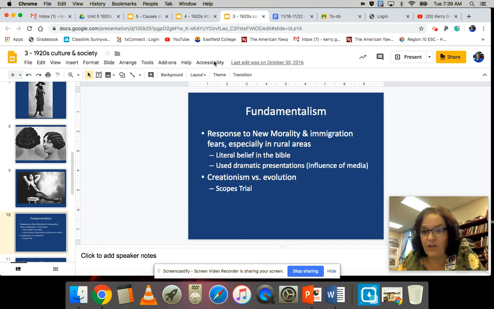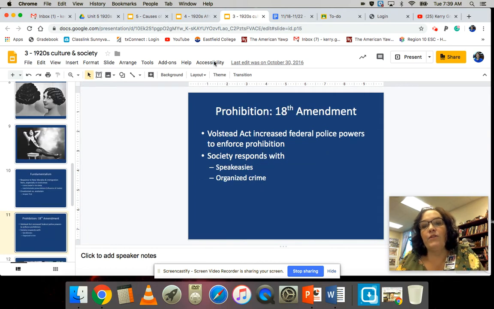There's a backlash against all this change, this idea of fundamentalism, that you have to have a literal belief in the Bible. You have lots of radio evangelists. And this all culminates in the Scopes trial, which is creationism versus science. It has to do with the teaching of evolution in schools in Tennessee.